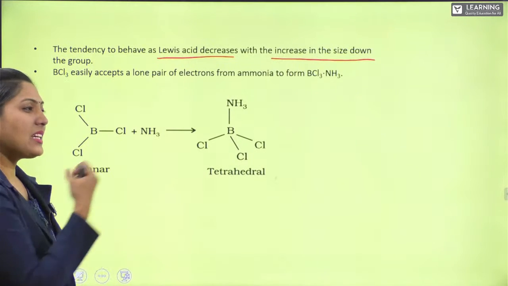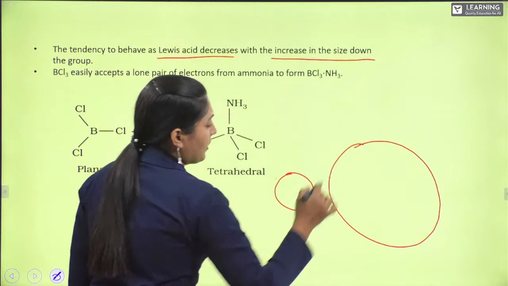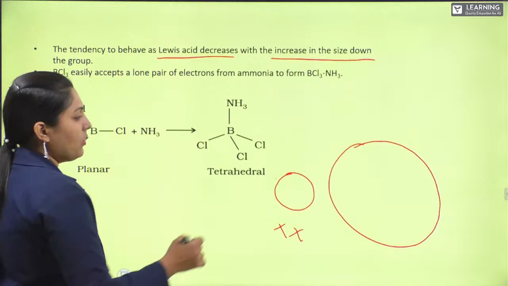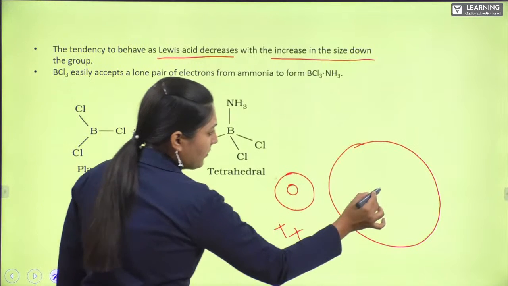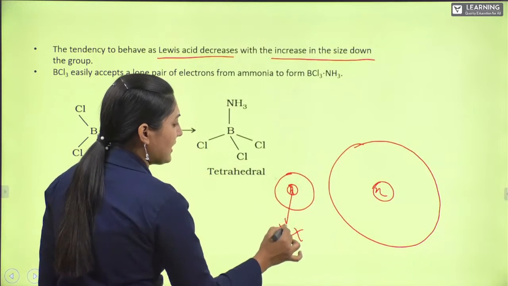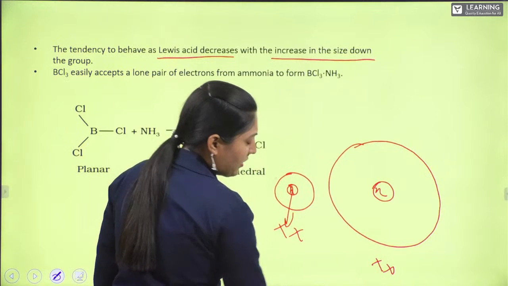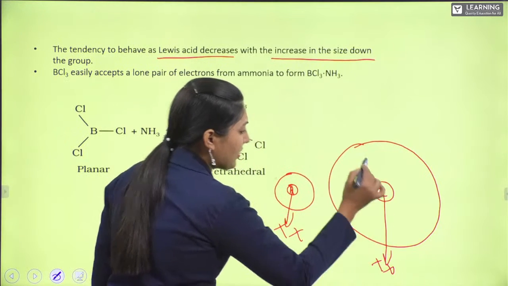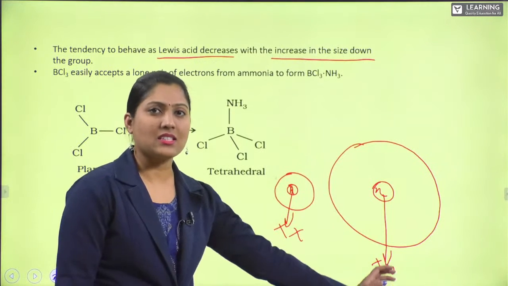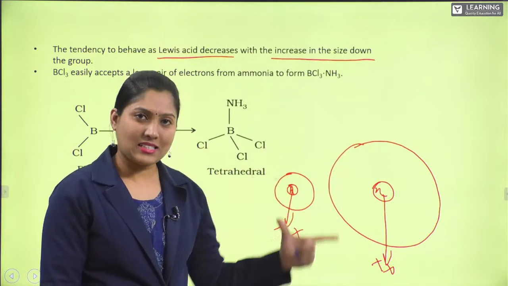Next, the tendency to behave like a Lewis acid decreases when the size increases, because what happens? It cannot easily attract. If the size is this and the size is this. Okay, I have one electron pair here. So, if the nucleus is here, if the size is less, it can easily attract. If the size is more, even if I have the electron pair here, it cannot easily attract, compared to this. This is very far. So, attraction obviously decreases as the distance increases.